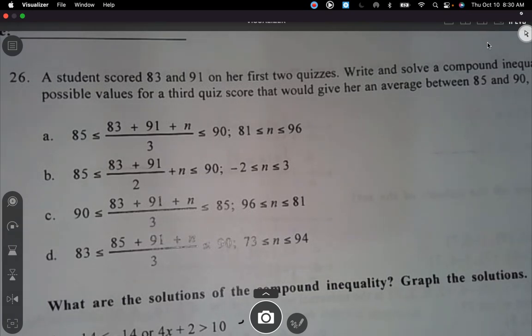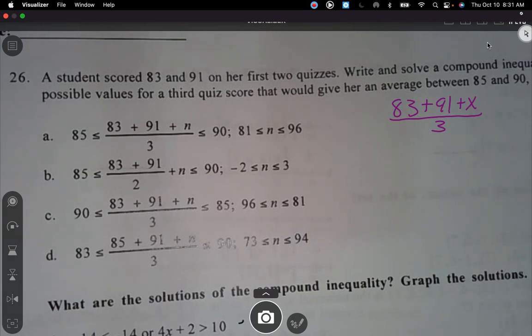An 83, a 91, and an I don't know. So I'm going to write that down. An 83, a 91, and I don't know. So how do you find the average for your grade? You add them up, divide by how many numbers? So that's 3. Is everybody okay with that part?